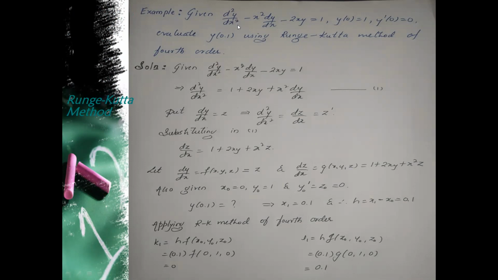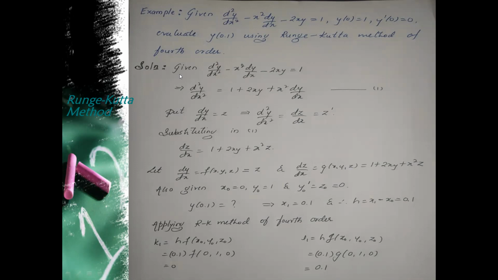d square y by dx square minus x square into dy by dx minus 2xy equal to 1, and the conditions given are y of 0 equal to 1, y dash of 0 equal to 0. Now evaluate y of 0.1 using Runge-Kutta method of fourth order. That is the given question.